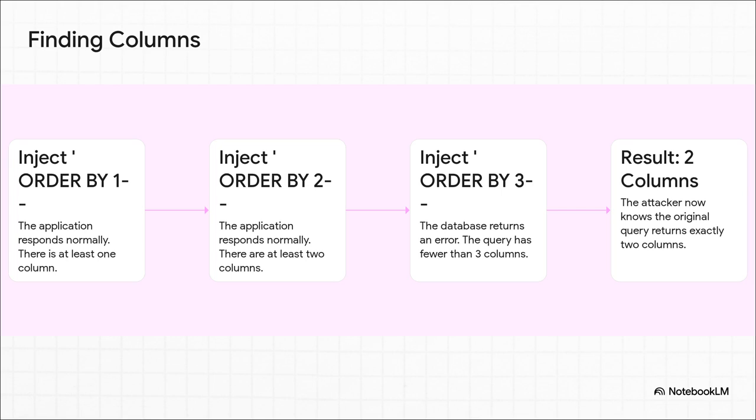They'll inject commands like order by 1, which works, then order by 2, which also works. But when they try order by 3, bam, they get an error. And that error is the clue. It tells them the original query only has 2 columns.